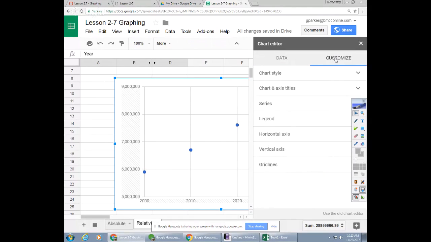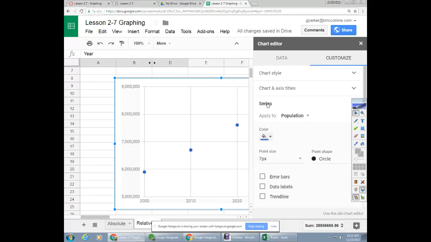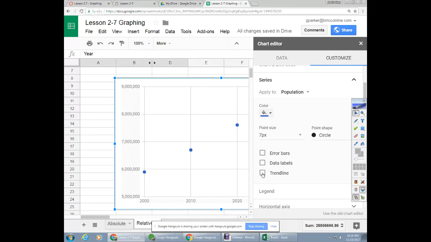Under Customize, series is your data. Okay, so in spreadsheet terms, the series are your data. So we have a series of years, and we have a series of populations. And what I want to do is put a trend line to it.